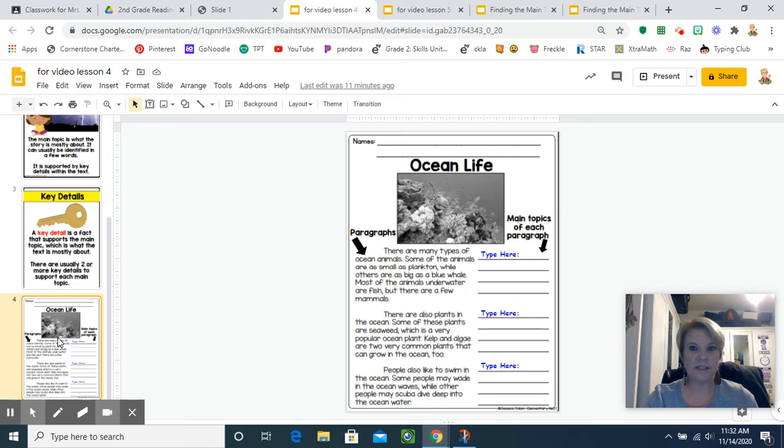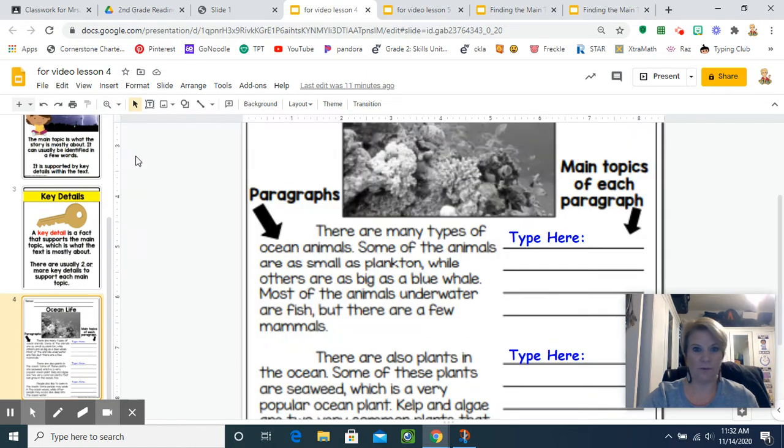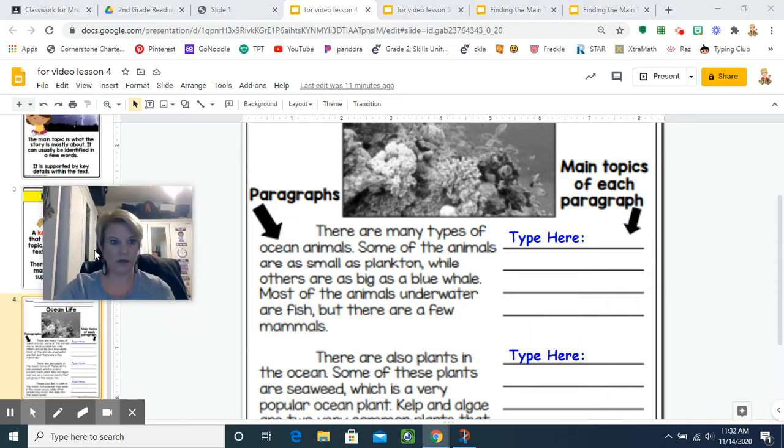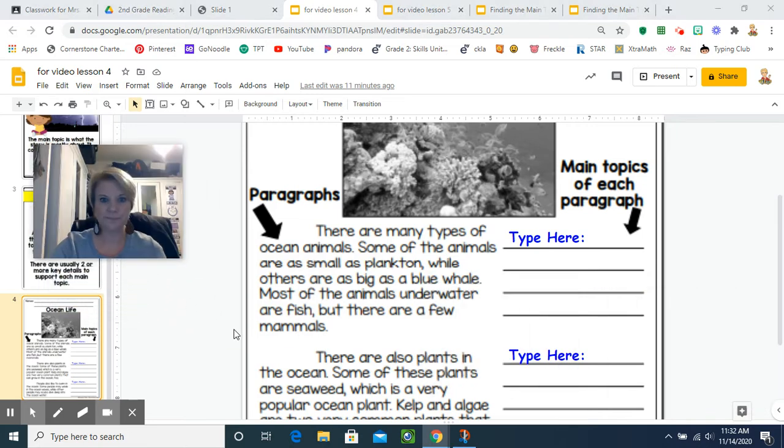Today we're going to read a story called Ocean Life. And we're going to start something a little bit different with it. I'm going to zoom in because I need it to get much bigger. I'm going to move myself over here.